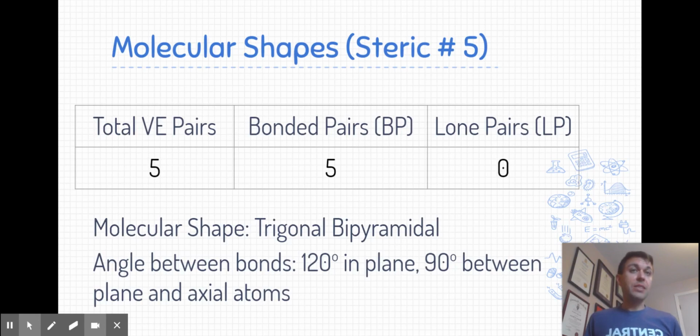In our first case, when there's 5 pairs of electrons and they're all bonded pairs, this is a trigonal bipyramidal shape. The 3 bonds in the plane form a trigonal planar shape with 120 degrees. And between the plane and those 2 bonds in the vertical axes, there's 90 degrees.